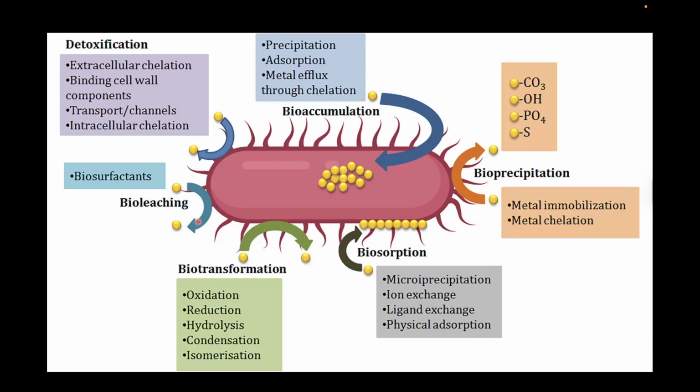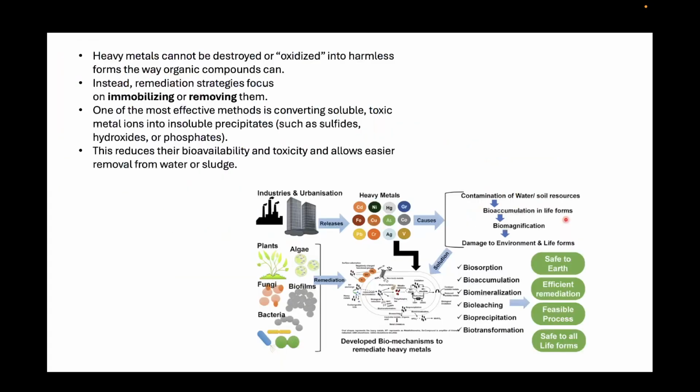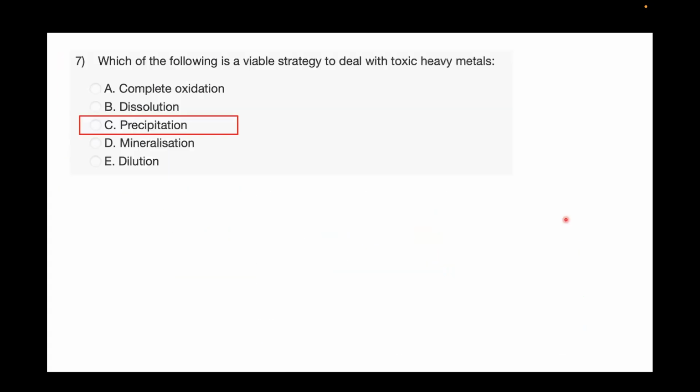Biosurfactants for bioleaching, biotransformation, oxidation or reduction of such heavy metals, hydrolysis and condensation, bioabsorption or biosorption, microprecipitation, ion exchange, ligand exchange, and many other methods of bioprecipitation. So, heavy metals cannot be degraded, and the only way to get rid of them is via immobilizing them through precipitation strategies, which is known as biotransformation or precipitation.